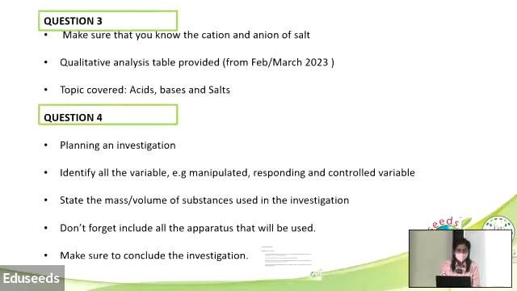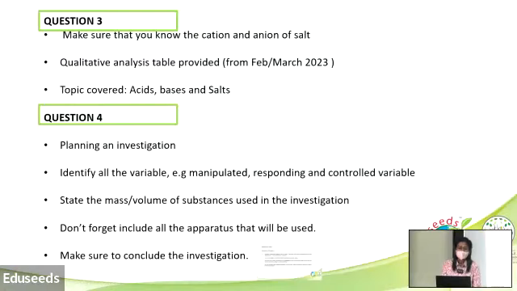Next one, question 3, make sure you know the cation and anion of salt. The qualitative analysis table is provided. So this is good news for y'all. From this year, February, March only, the table is provided, meaning it's attached in the question paper itself.